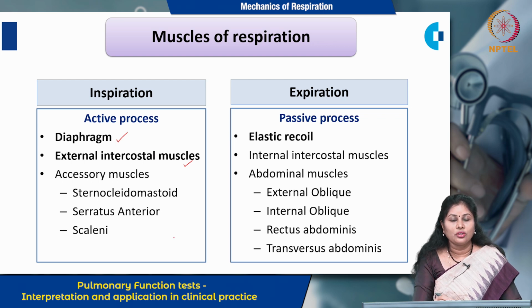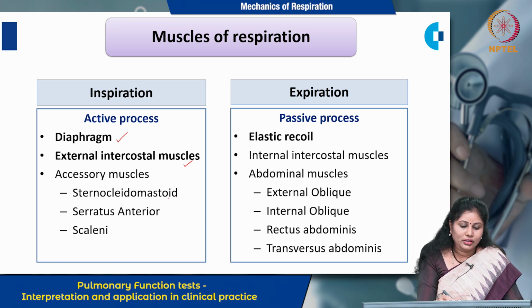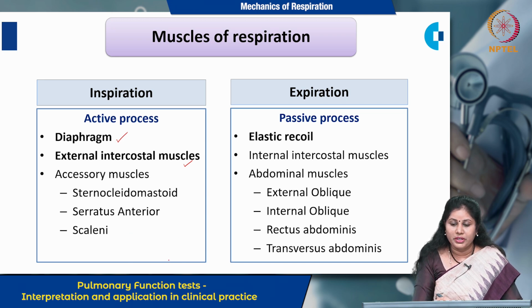These two muscles are normally involved during resting conditions, but sometimes when we need to breathe heavily, like in exercise, the accessory muscles also come into play. Sternocleidomastoid, serratus anterior and scalene are the accessory muscles that are helpful for inspiration.